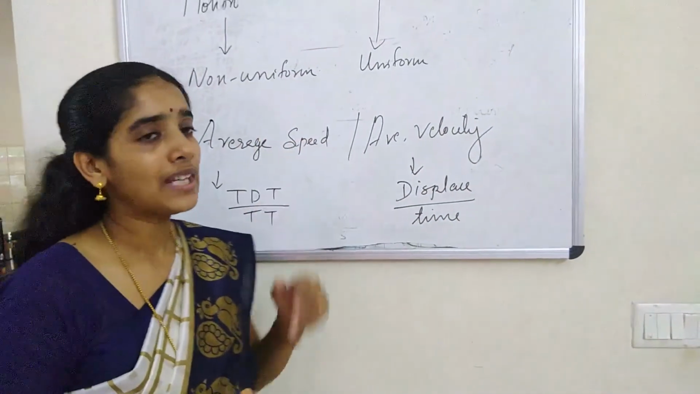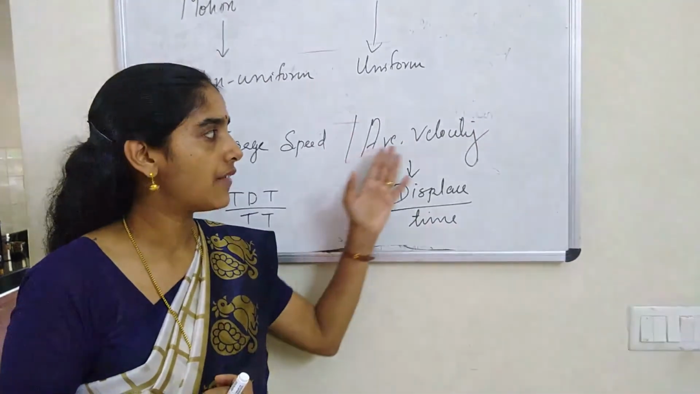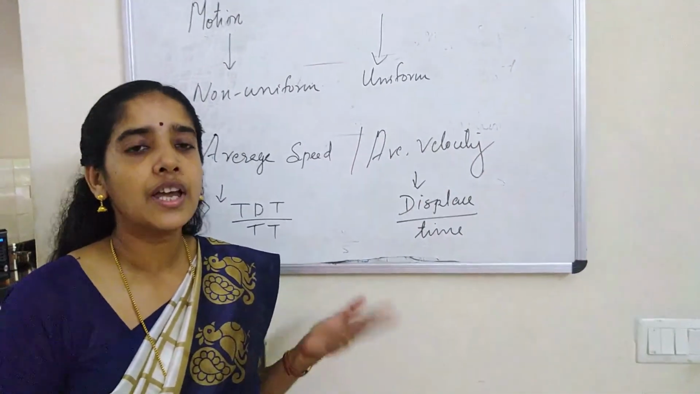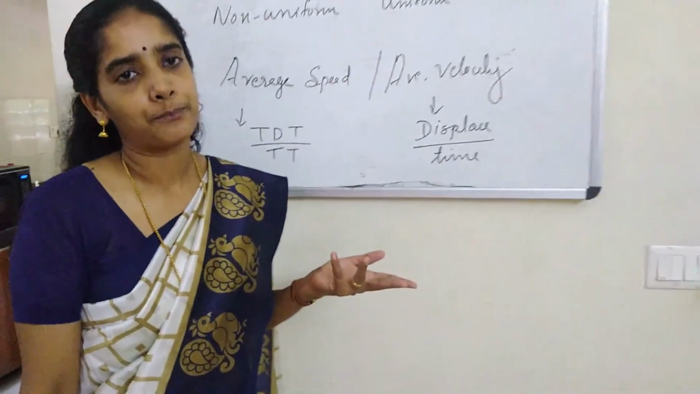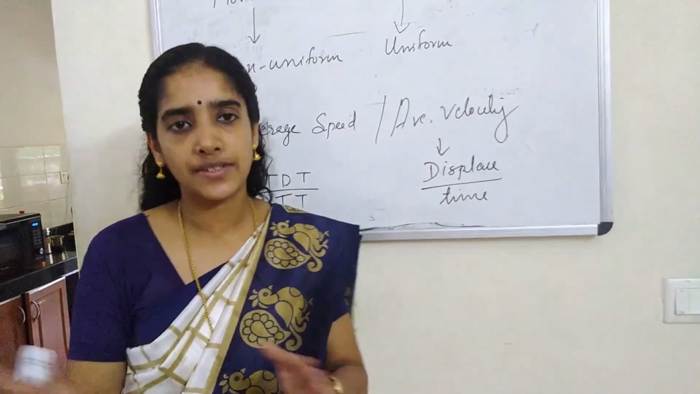Again, can these two be equal in a situation? Yes, average speed and average velocity can be equal. In which situation? When the object travels in a straight line. Okay, now we will see some questions.